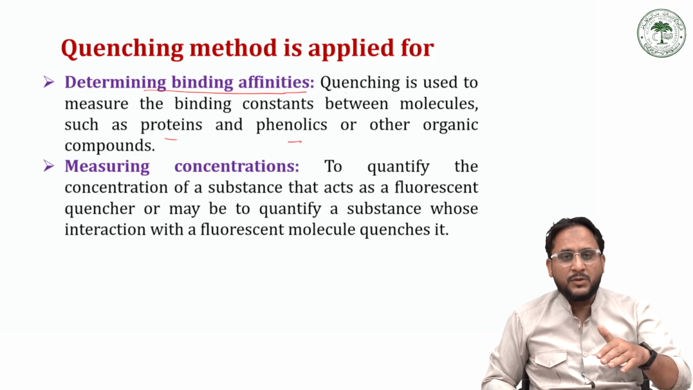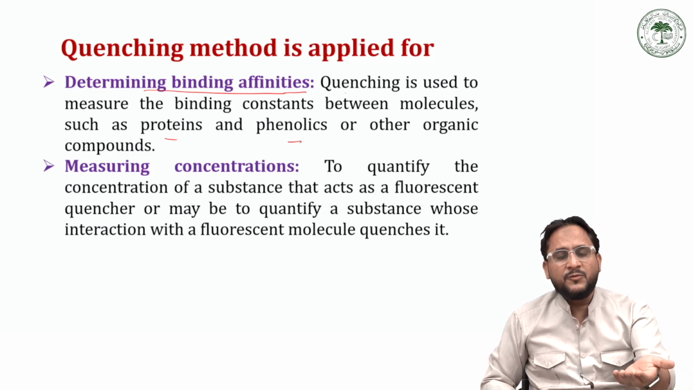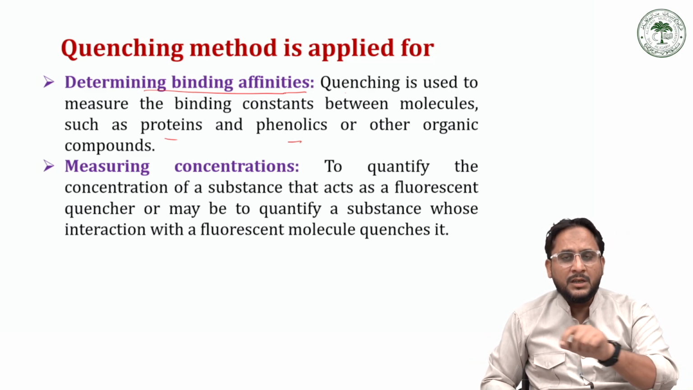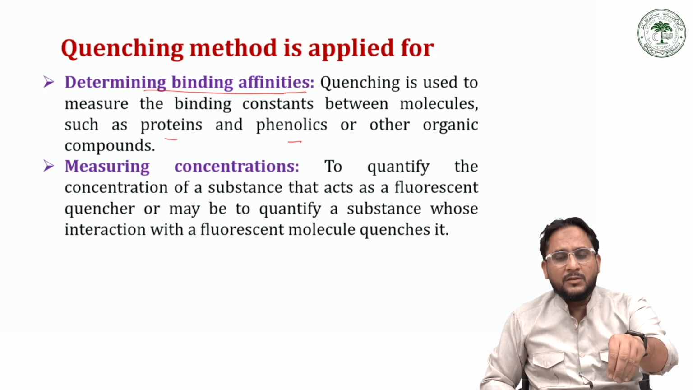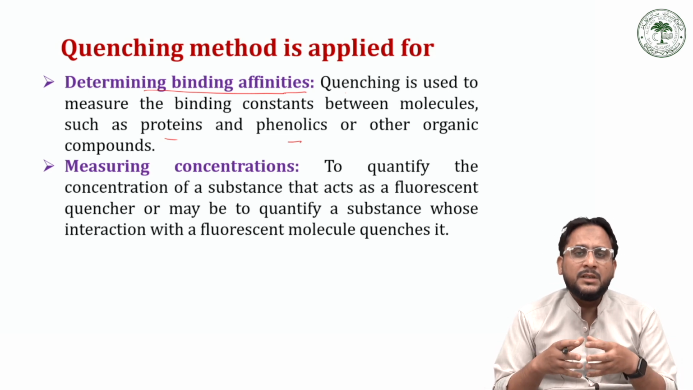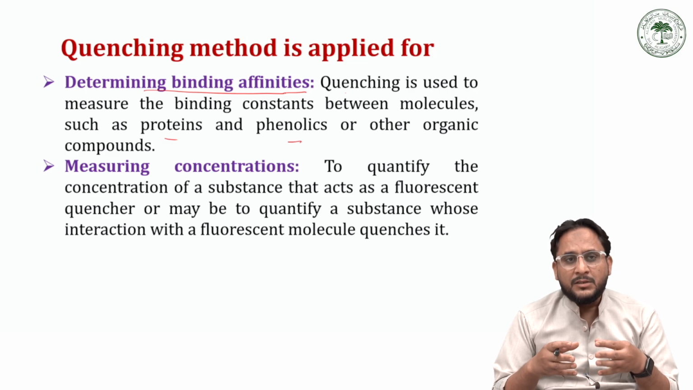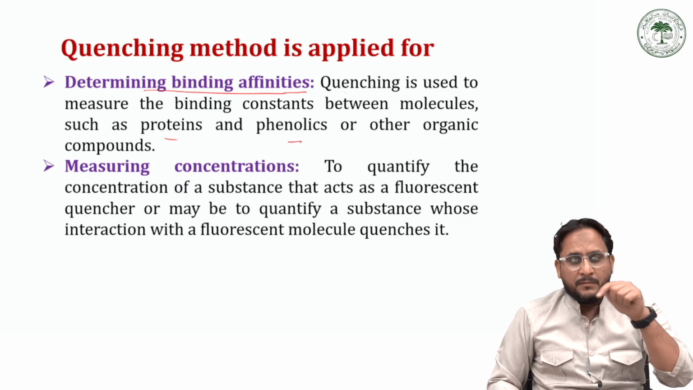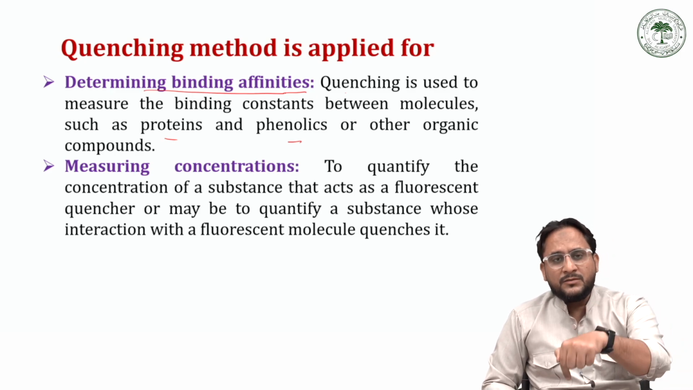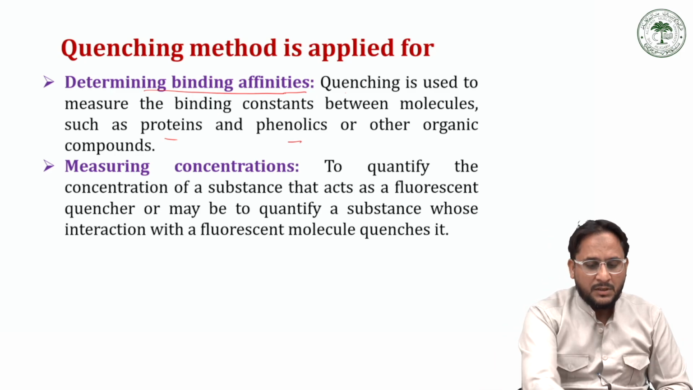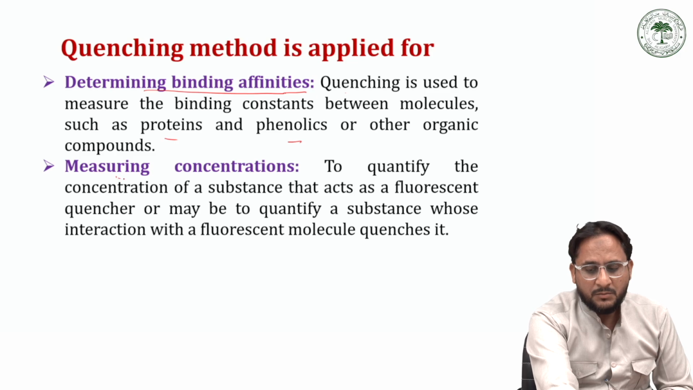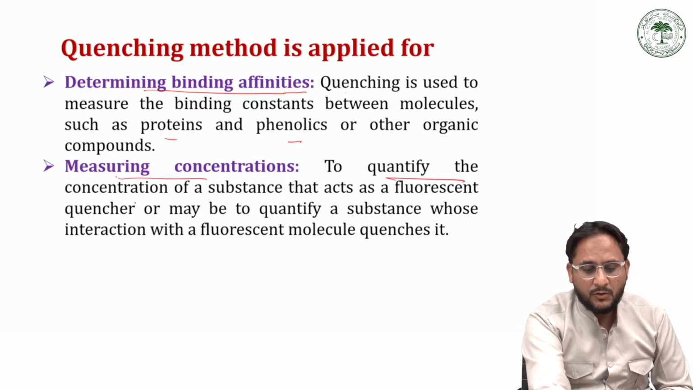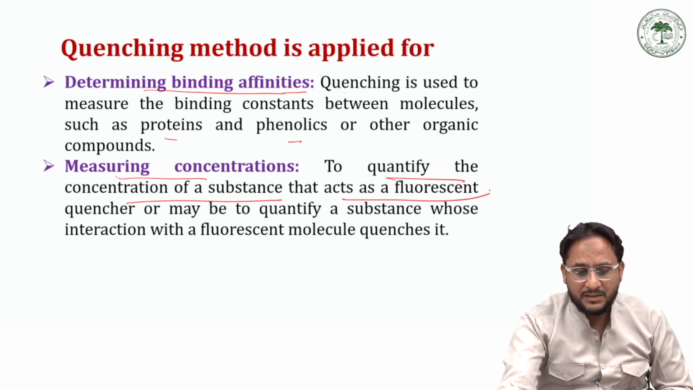For example, if the protein is showing some sort of fluorescence, we add a quencher, and the quencher goes and reacts to that site, and ultimately there is a reduction in the intensity, confirming the binding between the quencher and the protein or any other compounds. These quenching methods are also used to quantify the concentration of a substance that acts as a fluorescence quencher.